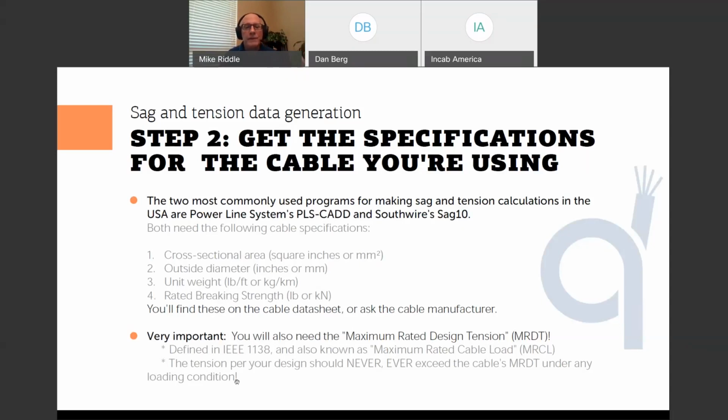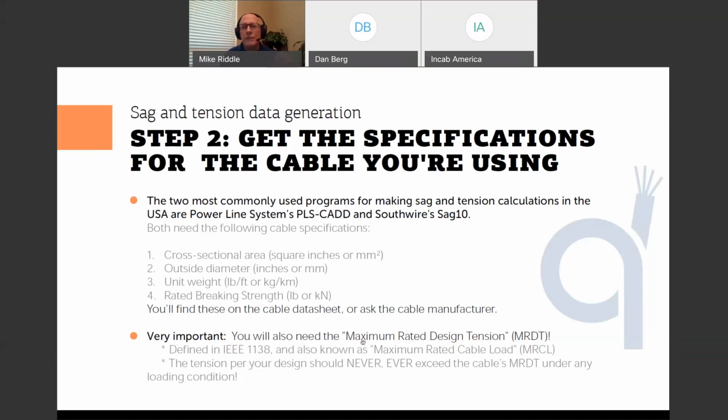It's basically the tension your design should never, ever exceed under any loading condition. So it doesn't matter if your utility is looking at a 1 mile an hour wind or a 180 mile an hour wind, the tension under that condition cannot exceed the cable's maximum rated design tension. Likewise, it doesn't matter if you're looking at no ice or 5 inches of ice. The tension on the cable under that condition cannot exceed the cable's maximum rated design tension.